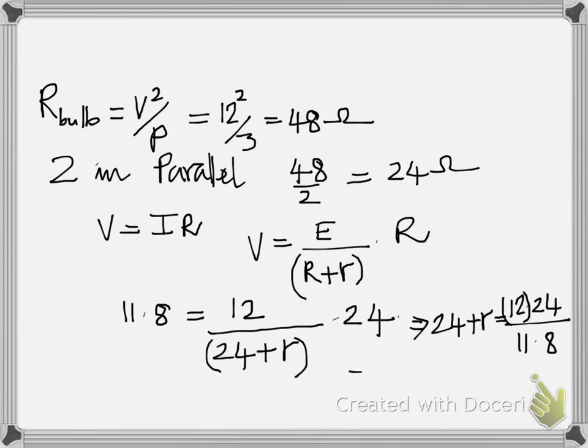You can do this in two steps. I tried to do it in one. So you get 24 plus r is equal to 12 times 24 divided by 11.8. I got 24.41 for that. And so r is 24.41 take away 24, which is 0.41. Anybody got that answer? How much? 0.406. That's fine. Where did that approximation happen?